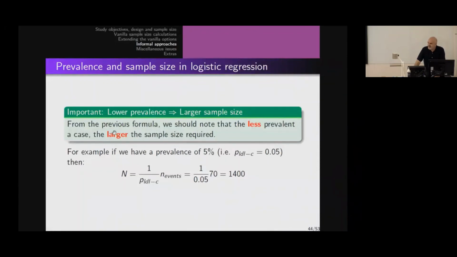The other important thing to note about this is the lower the prevalence, the higher the sample size. So for example, if only 5% of patients achieved cholesterol control, in order to get 70 cases, we're going to need 1,400 patients, okay? And by the way, that's also true in the formal sample size calculations too. It comes through in it. The rarer an event is, the more patients we need.